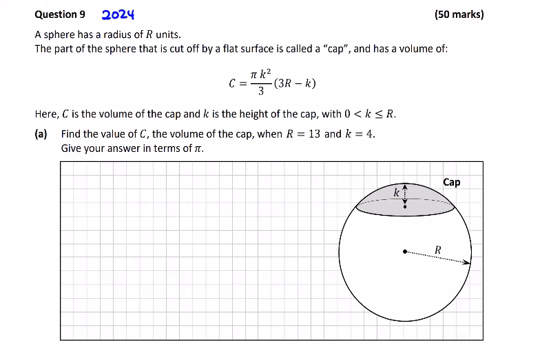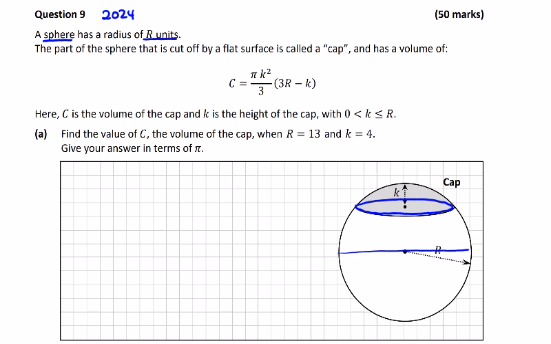In question 9 in 2024, we're dealing with a sphere of radius r. Part of the sphere that is cut off by a flat surface is called a cap. So here we have the flat surface. That's going to be a hemisphere, or part of a sphere. It's not a hemisphere because it's not half, but it will be the same formula for volume.